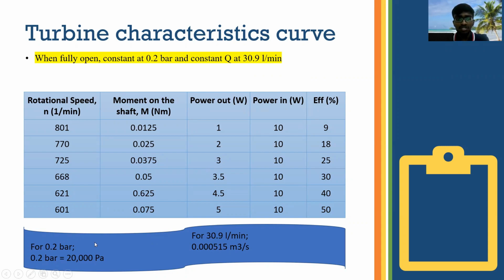So let us convert the pressure. 0.2 bar is equal to 20,000 Pascal, and the flow rate is changed to 0.000515 cubic meters per second.